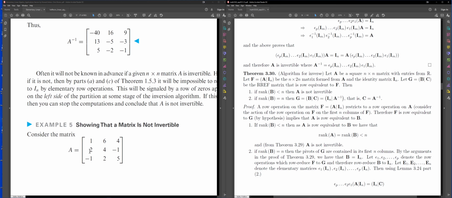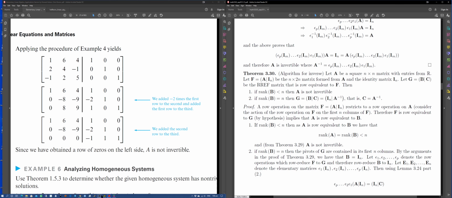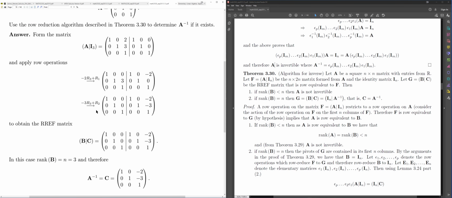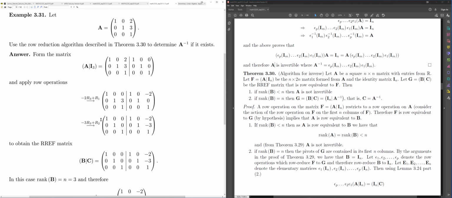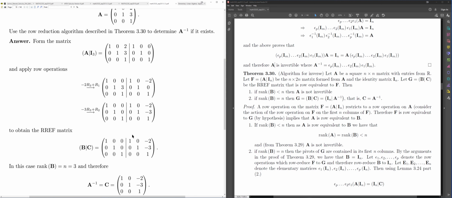Okay, so that's it for this question. This matrix A is not invertible. But you want to compare it to the example that we just did. Here, when I formed my A with the identity matrix and applied the Gauss-Jordan, notice I didn't get any row of zeros on this side. What I got was the identity. And when I get the identity on this side, then my original matrix A is invertible, and the inverse is what's showing up on this right-hand side over here. So in this case, the inverse is this matrix on the right-hand side.